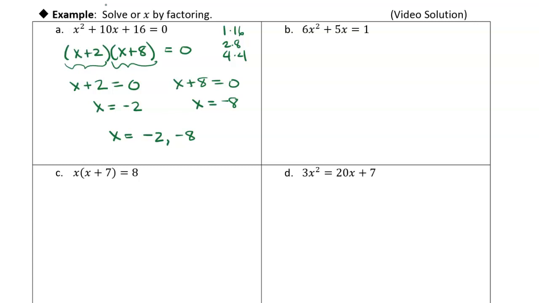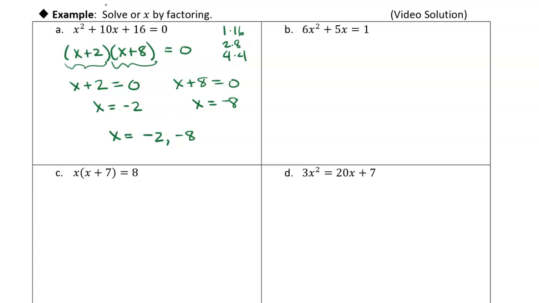Those two values will make that equation true, and I can always check it. I can put in x equals negative 2, replacing x with negative 2 in the original equation, and if I got the right answer, it should cause the left-hand side to be 0. Same way with negative 8. I should be able to put that in and evaluate the left-hand side, and it should be equal to 0.